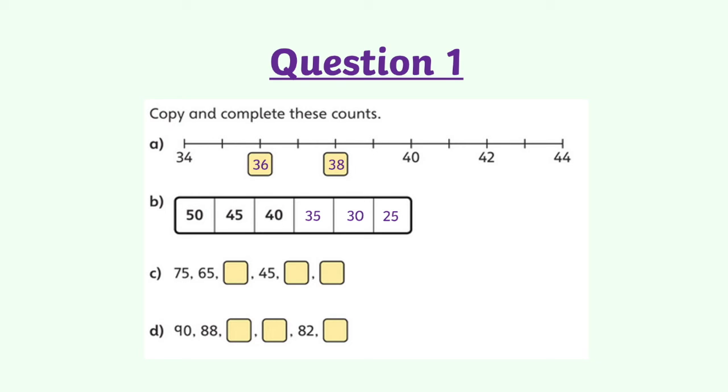Part C, again, you were counting backwards in fives. So we had 75, 65, 55, 45, 35, 25. And part D, we were counting backwards in twos. So we had 90, 88, 86, 84, 82, and 80.